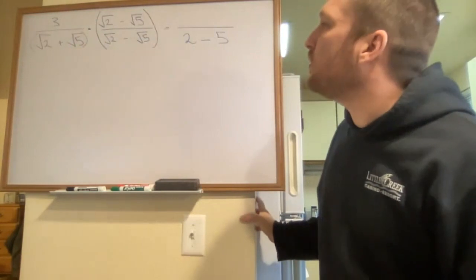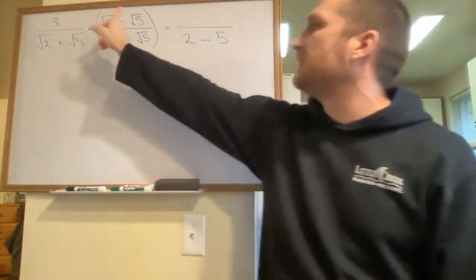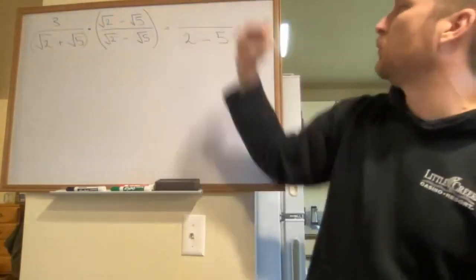Okay, and so in the numerator, now what do I want to do? I want to multiply that guy through, and what do I get on the top?